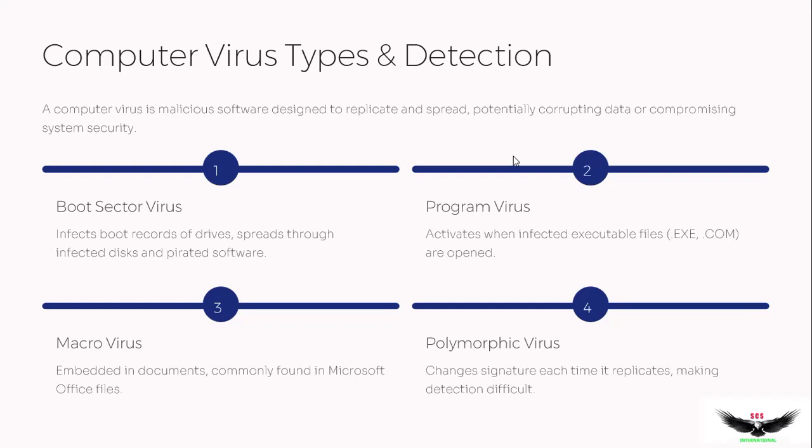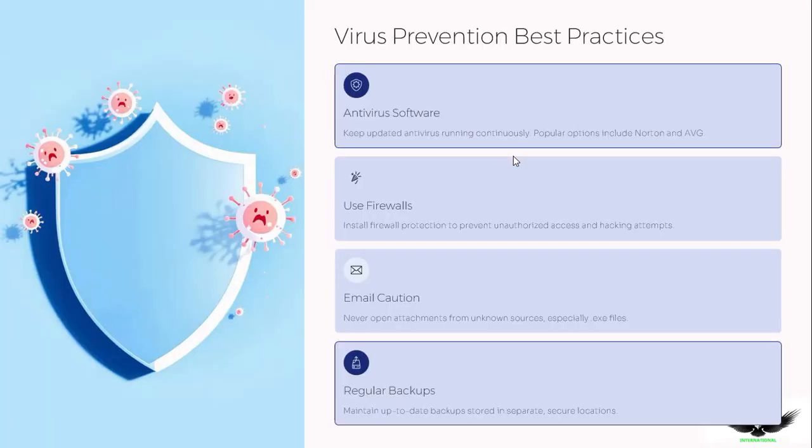Thirdly, we have what we call a macro virus. A macro virus is embedded in documents, commonly found in Microsoft Office files. Then, lastly, are polymorphic viruses. A polymorphic virus changes its signature each time. It duplicates, making detection difficult.